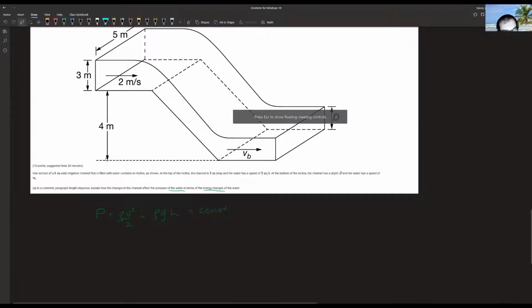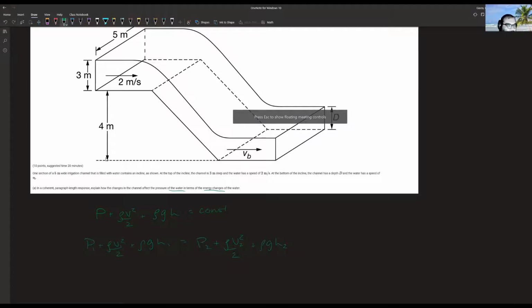Well, what does this mean? Well, if I add those three terms, that number will be the same at the bottom. So we could say P1 plus rho v1 squared over 2 plus rho g h1 equals P2 plus rho v2 squared over 2 plus rho g h2.